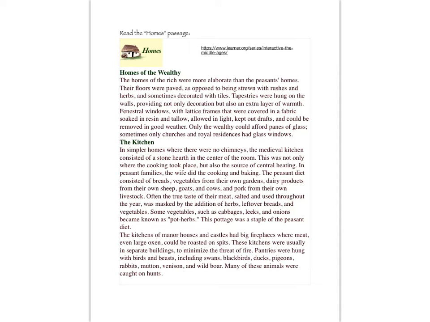In this first paragraph, you're going to see some examples of compare and contrast. The homes of the rich, as opposed to being strewn with rushes and herbs. You'll notice words like as opposed to, in addition to, different, more elaborate than peasants' homes. Only the wealthy could afford panes of glass. So this first paragraph, you've already got a couple clues that we're comparing the homes of the rich and homes of the poor.